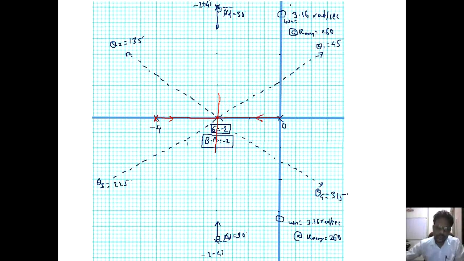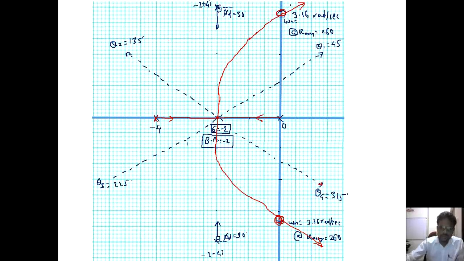They will approach infinity along the asymptotes through the intersection point. From this point and from this lower point, they have to pass along the asymptote. Likewise, this root locus will pass through this intersection along this asymptote.